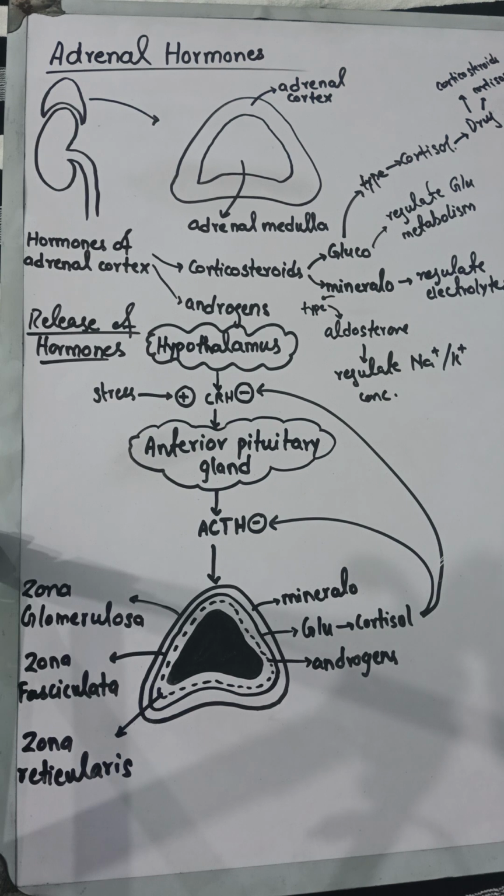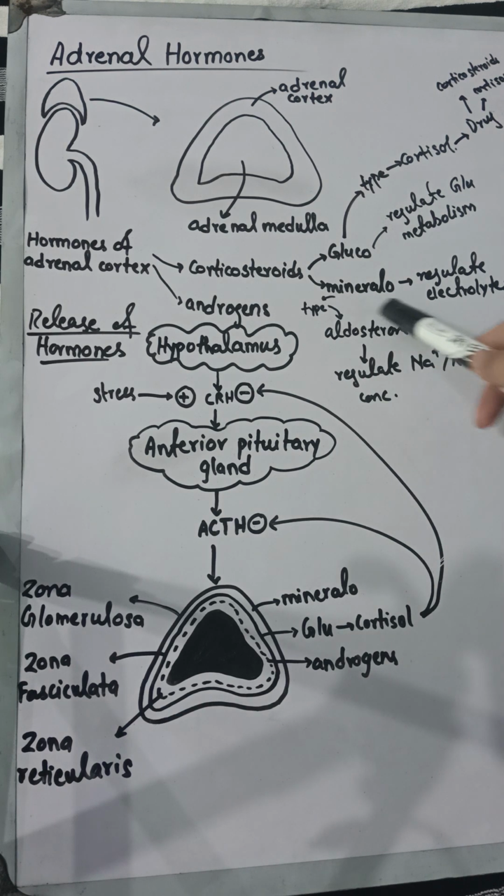Why are they named gluco and mineralo? The word gluco is given because their function is to regulate glucose metabolism. They control how glucose is metabolized in your liver, how it is produced, and how it undergoes breakdown. This is controlled by this hormone. The second hormone is the mineralocorticoid. Mineralo, as its name indicates, regulates the electrolytes present in your body. Therefore, they are named so.